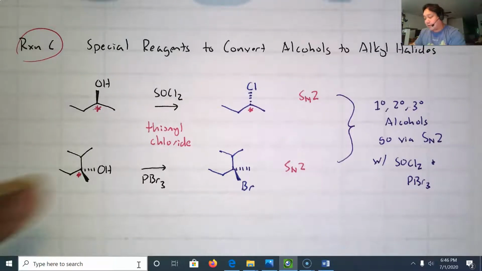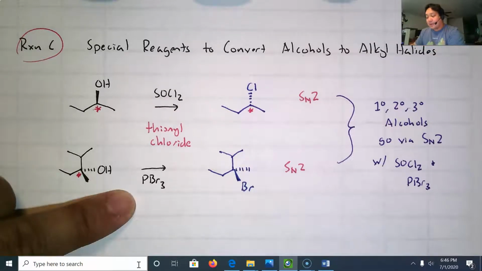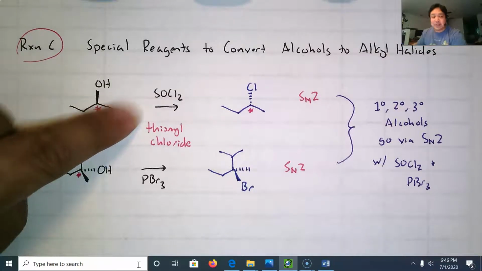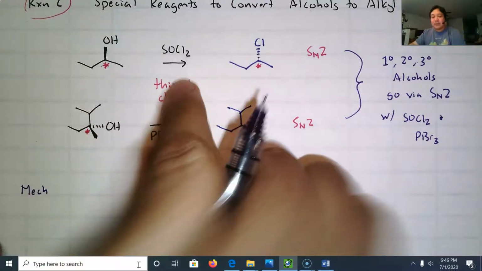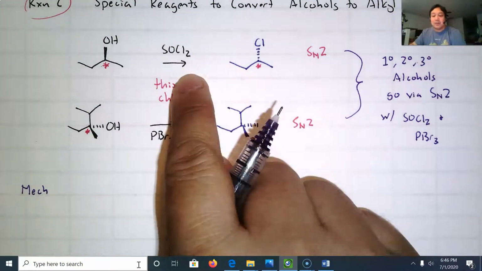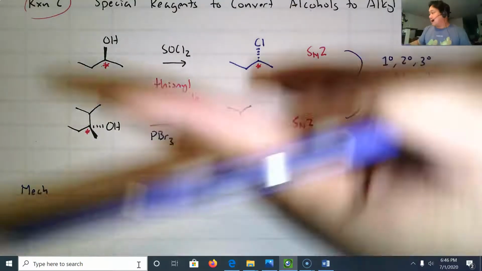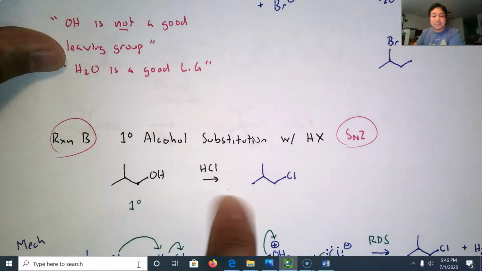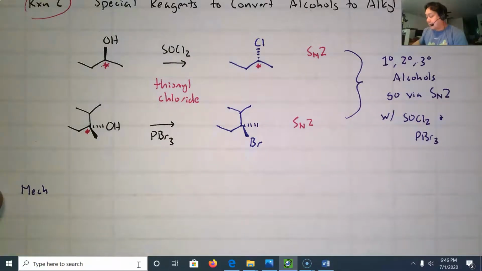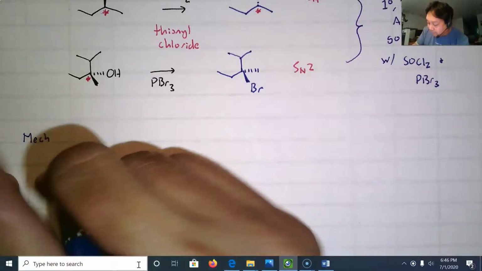Now, your phosphorus tribromide mechanism is in the textbook. I'm not going to do that one. I'm going to do thionyl chloride, which is also in your textbook, and it's pretty unique. And there's a reason why people love doing this chlorination with thionyl chloride as opposed to using HCl. Okay, so we could have done this reaction also with SOCl2. Let's take a look at the mechanism, and then I'll explain why people like using thionyl chloride.